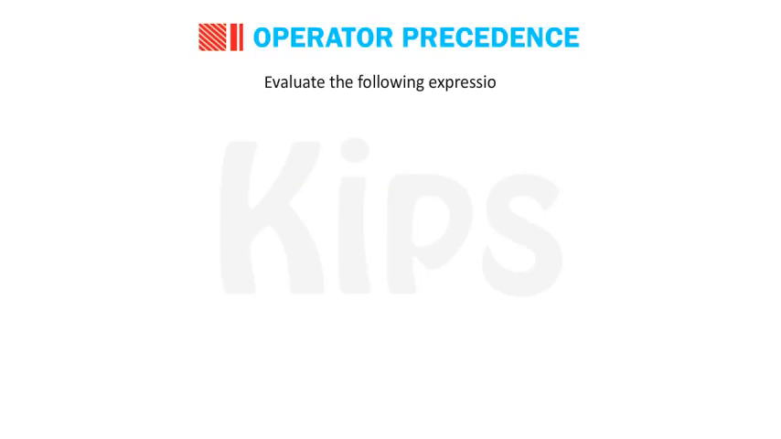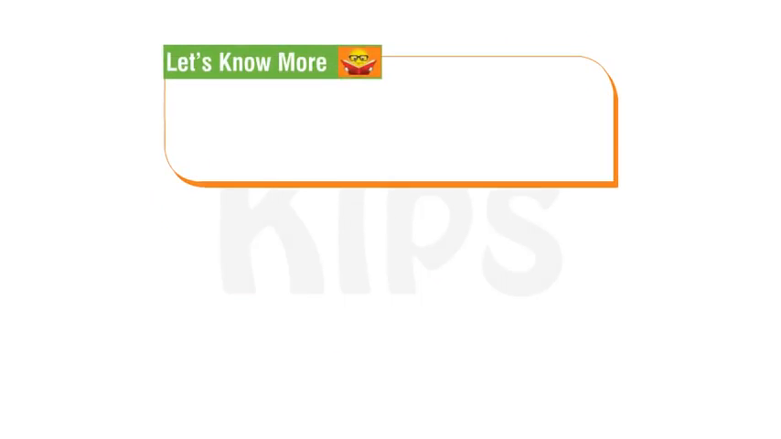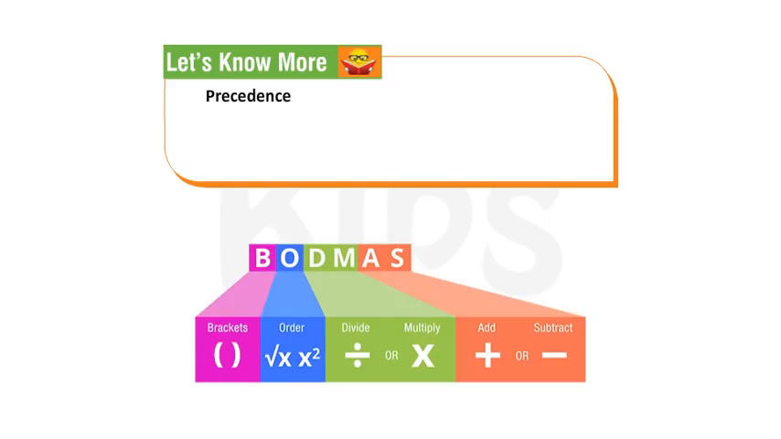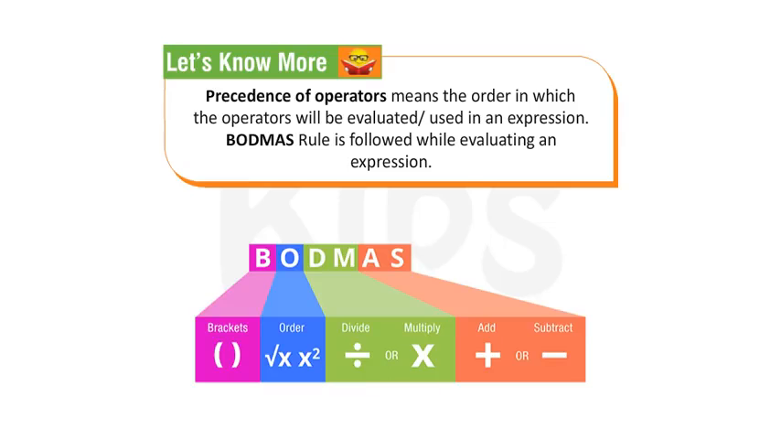Evaluate the following expressions. Number 1: 15 + 15 * 2 - 10 / 12. Number 2: 15 + 5 * 2 - 10 / 2. Students, let's know more. Precedence of operators means the order in which the operators will be evaluated or used in an expression. The BODMAS rule is followed while evaluating an expression.